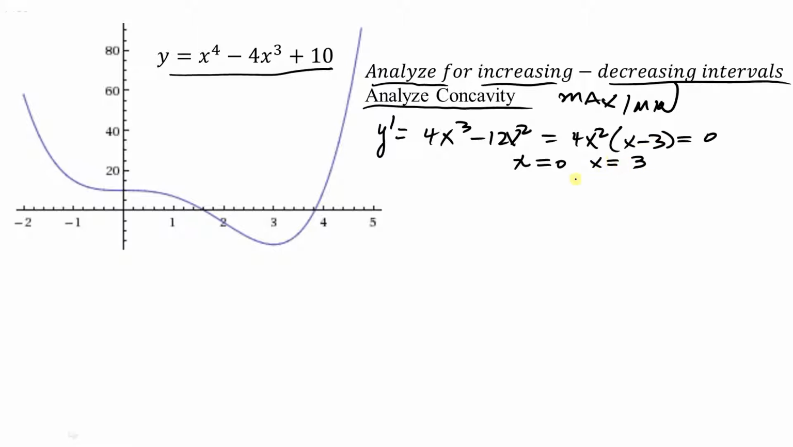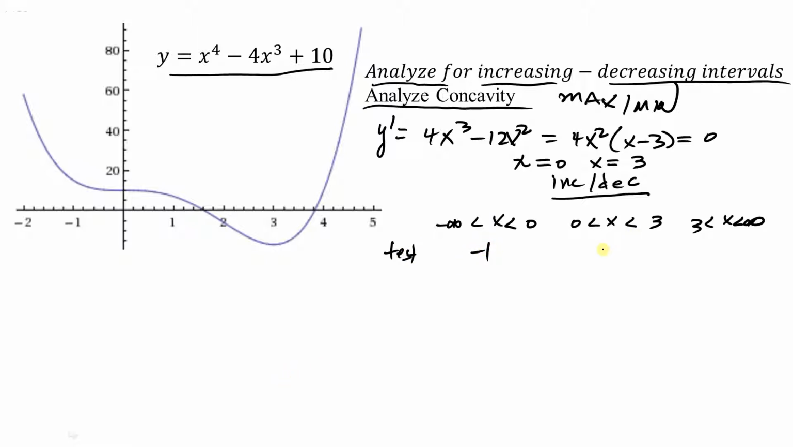So to look at increasing and decreasing features, we set up our intervals between minus infinity and 0, between 0 and 3, and between 3 and infinity. Look at our test points again. First test point I would look at would be minus 1. Second would be plus 1. The third one would be plus 4.